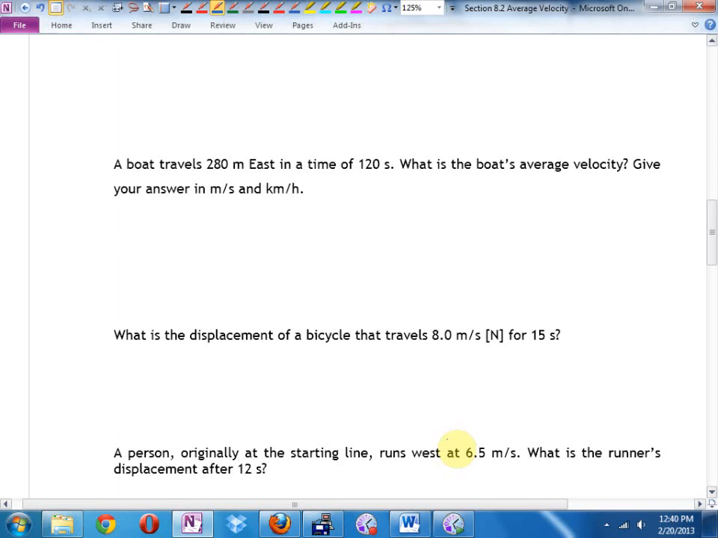A boat travels 280 meters east in a time of 120 seconds. What's the boat's average velocity? What are they asking me to find here? So what's this 280? Technically a displacement. What's this 120? Time? All right. What's the average velocity?